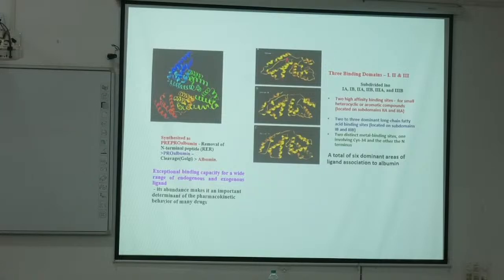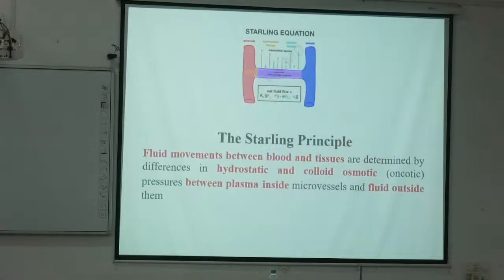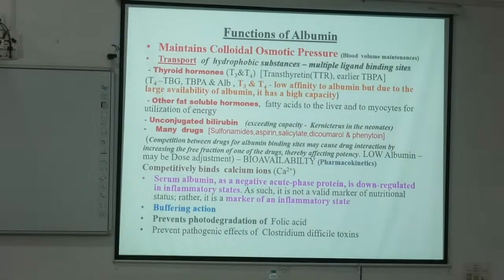So there are 3 binding sites: 1, 2 and 3. These are again subdivided into 2A, 2B, 3A, 3B, so there are a total of 6 binding sites. So the major binding domains are 1, 2 and 3, and for all proteins there is a binding domain for binding to that particular biomolecule or ion, whatever is required for its transport. So functions of albumin, you must remember that, you have to just note down.